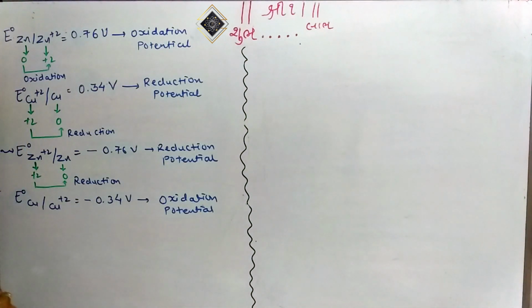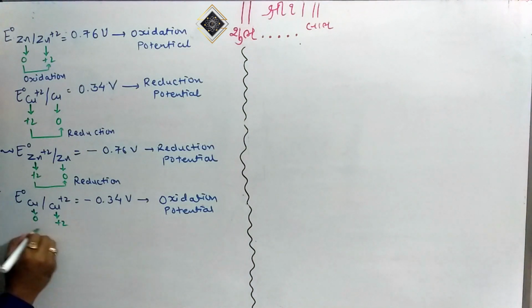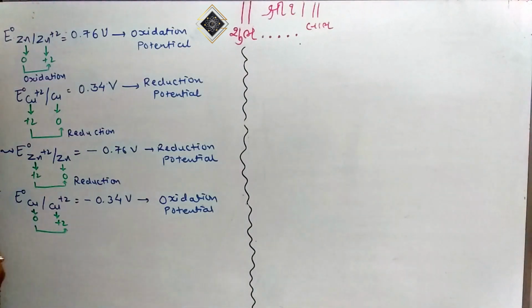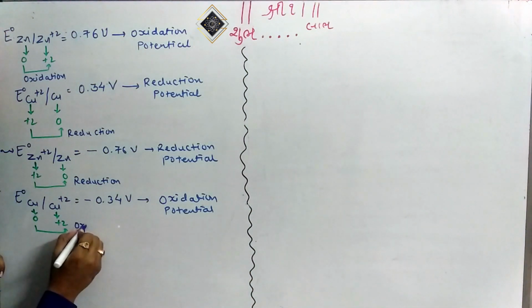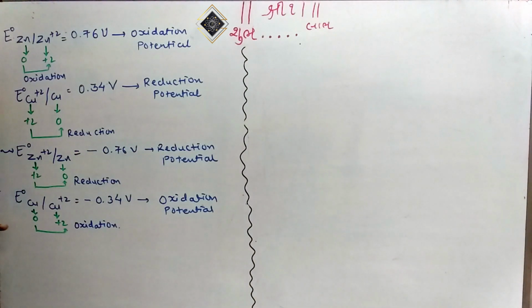Let's check whether it is oxidation or not. For copper, the oxidation number is 0 here and it is +2 there. That means 0 to +2 shows an increase of oxidation number. So the given reaction is oxidation. Okay, clear? Let's calculate the full cell potential.